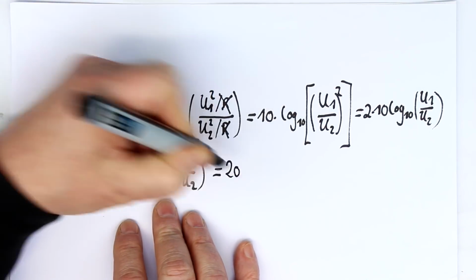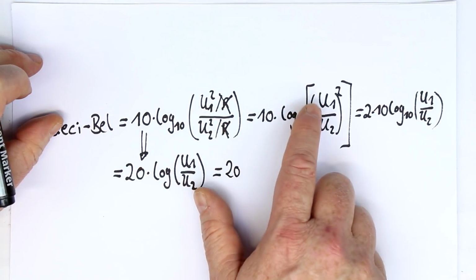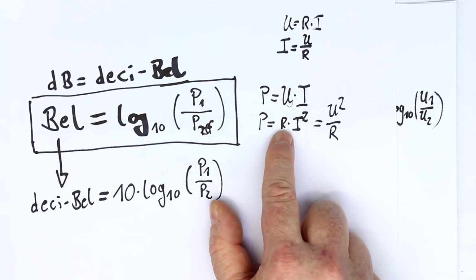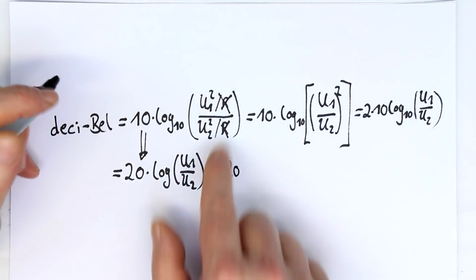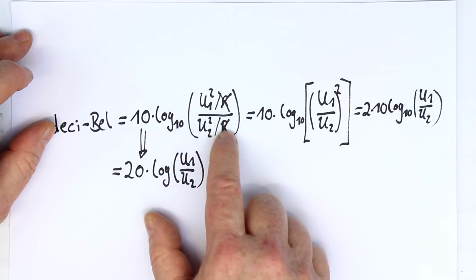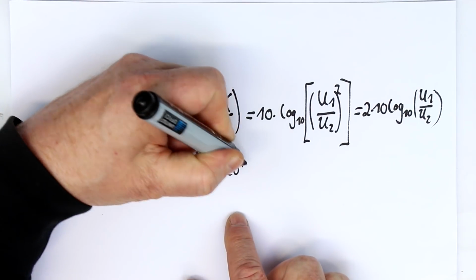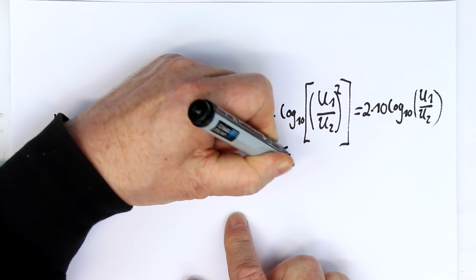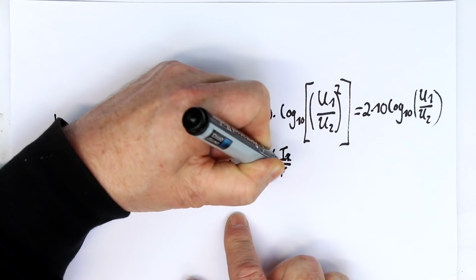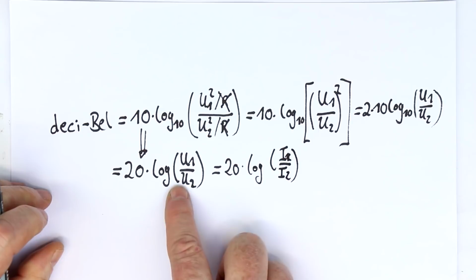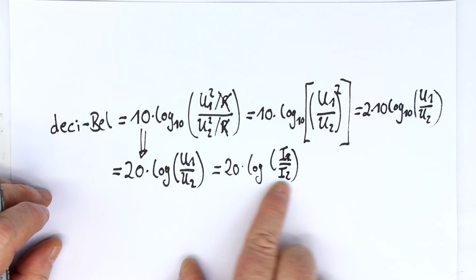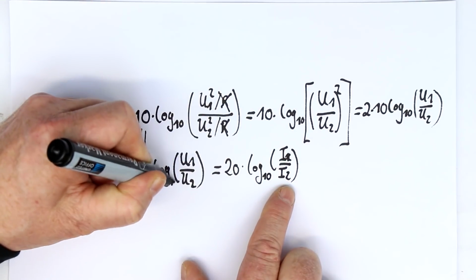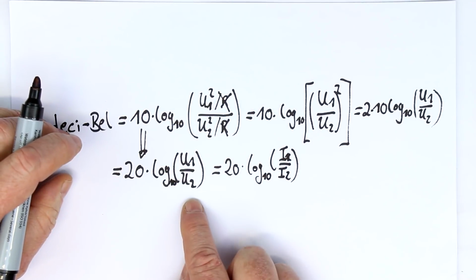and we could do the same by replacing the power with the expression here, R times I squared, and again the resistance will cancel out and we have exactly the same. So no matter if we measure voltage or current, then we have to use 20 times the log 10, log to the base 10 of our ratio.